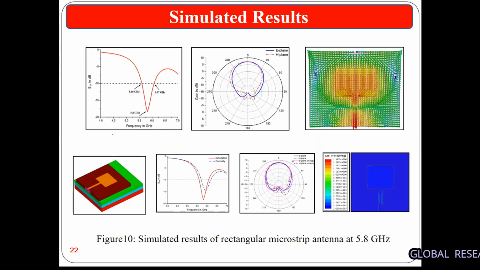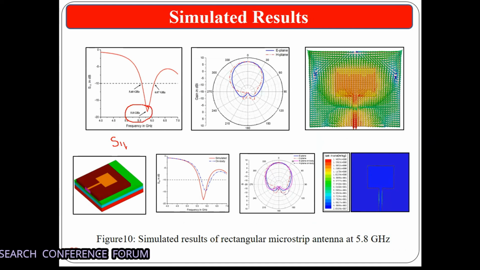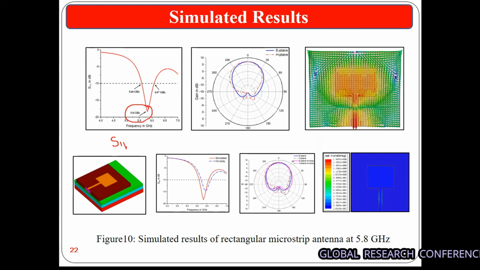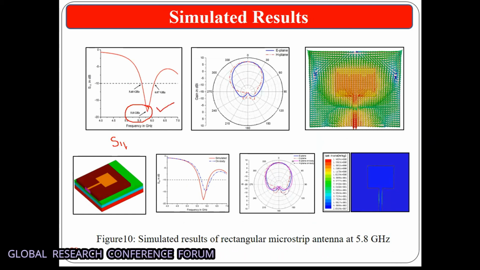This is the S11 characteristics. So exactly my antenna is simulating at 5.8 gigahertz. So the design calculations and the simulated results are exactly matching. This is a good achievement for the design of this ISM band antenna.